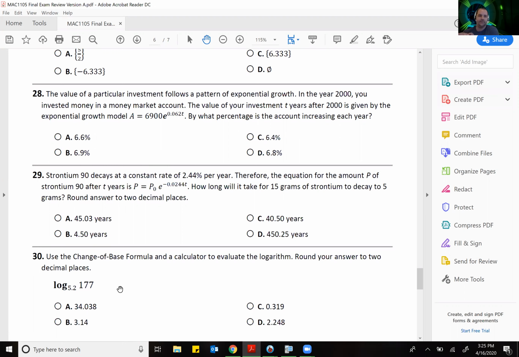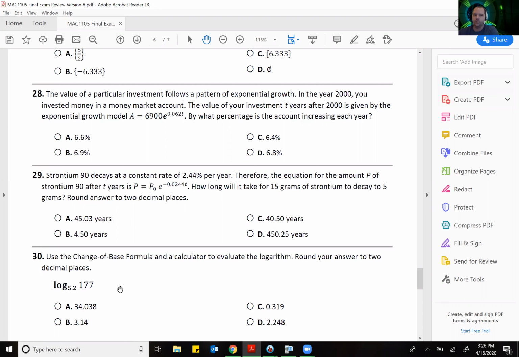So number 28. It says the value of a particular investment follows a pattern of exponential growth. In the year 2000, you invest money in a money market account. The value of your interest T years after 2000 is given by the exponential growth model A equals 6,900 e to the 0.062 t. By what percentage is the account increasing?